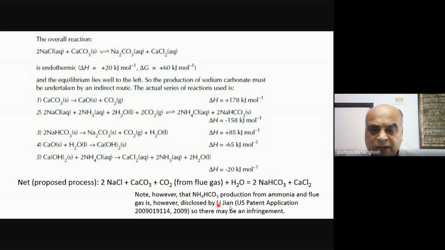For example, this patent, which was granted in 2009, effectively talks about reacting flue gas with ammonia to form ammonium bicarbonate. And then it's a simple question of reacting this with sodium chloride and forming sodium bicarbonate and ammonium chloride. Ammonium chloride is a very good fertilizer. So I can isolate the ammonium chloride after taking out the sodium bicarbonate, and then I can completely eliminate the requirement of calcium carbonate. You don't need limestone. All I need is ammonia, flue gas and sodium chloride.